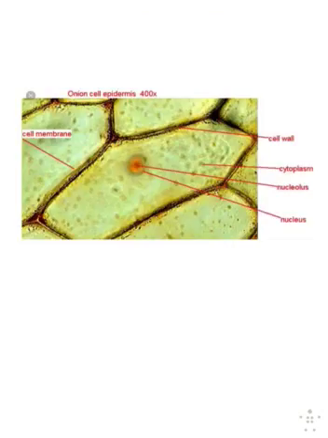Here we can see a close-up of our plant cells. These are onion cells. We can see things like the cell wall, the cytoplasm, the nucleus, and also the cell membrane. You'll have a chance to work with onion cells in the very near future.